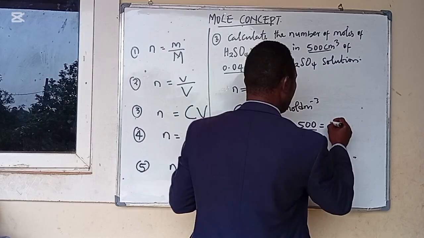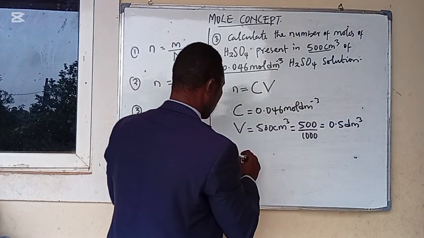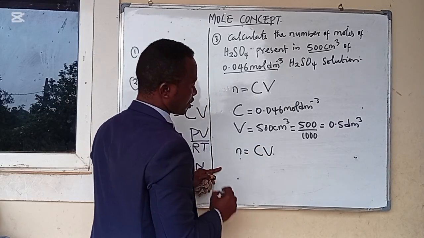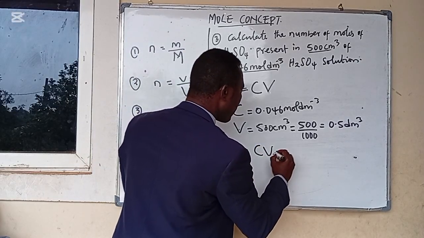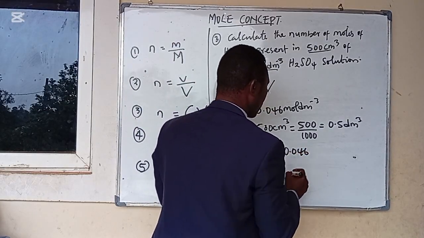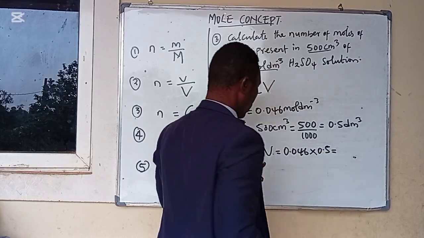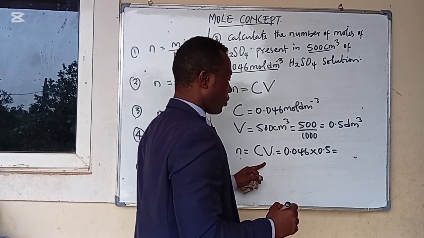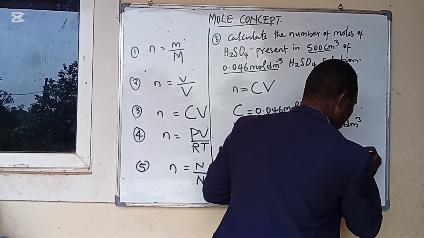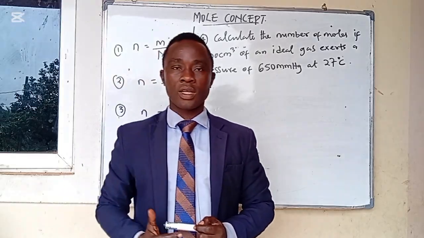So that will give us 0.5 dm³. So our number of moles, which is concentration multiplied by volume in dm³, becomes concentration, which is 0.046, multiplied by volume, which is 0.5. When we multiply out, we'll be getting 0.023 mole. So we come to question 4 now.